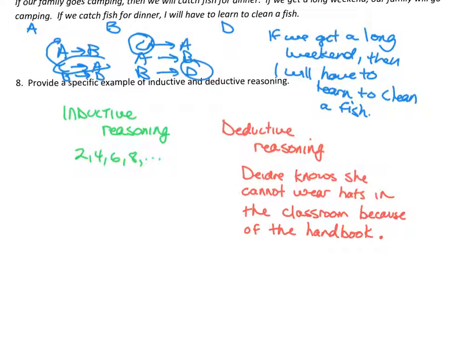In this problem, we have to provide a specific example of inductive and deductive reasoning. So an example of inductive reasoning is based on patterns. So for example, 2, 4, 6, 8, the next number would be 10. For deductive reasoning, Deidre knows that she cannot wear hats in the classroom because of the handbook. So when she reads it as a rule, then that is deductive reasoning. Deductive reasoning is the application of rules to situations, rather than noticing by patterns that no one else wears hats, so she knows not to wear a hat. That would be an inductive version of it.